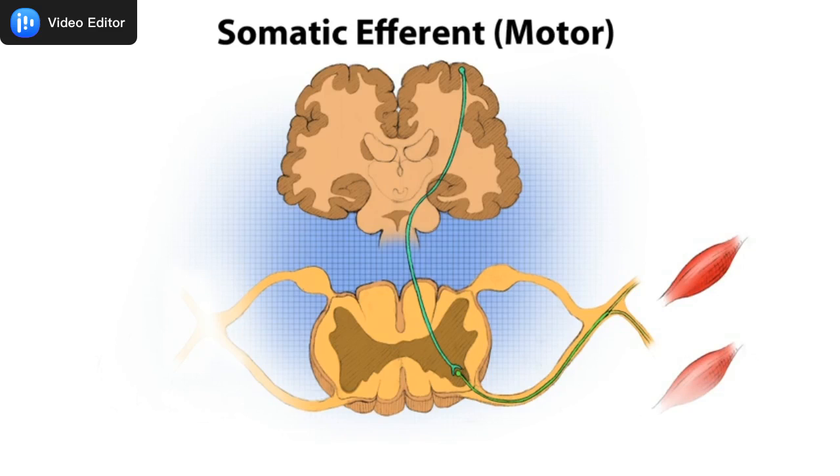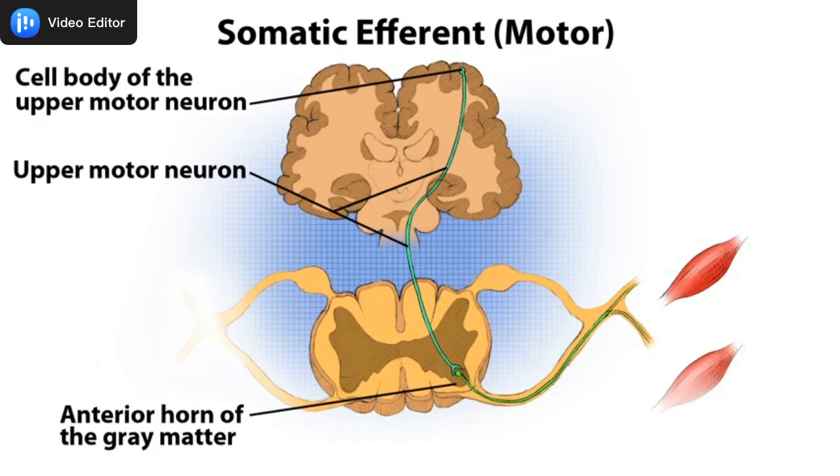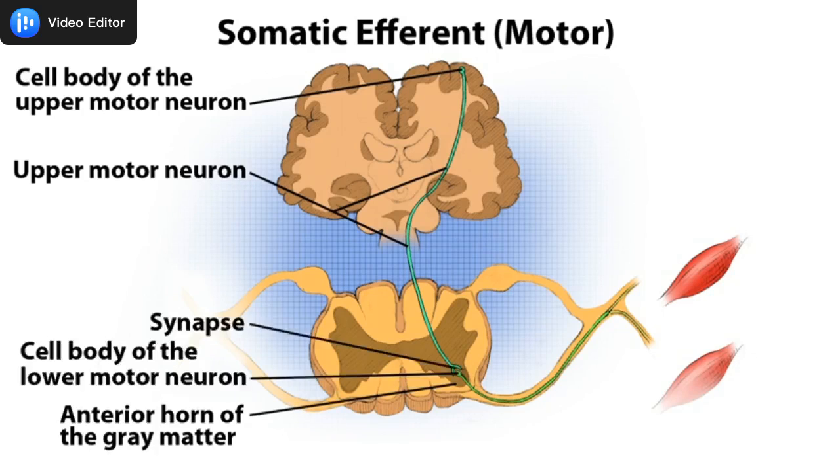The somatic efferent, or motor component of the nervous system, begins with upper motor neurons whose cell bodies are found in the brain. Their axons descend through the brain and into the spinal cord through tracts in the white matter. The axons terminate in the anterior horn of the gray matter of the spinal cord by forming synapses with lower motor neurons. Thus, cell bodies found in the anterior horn of the gray matter of the spinal cord belong to lower motor neurons.